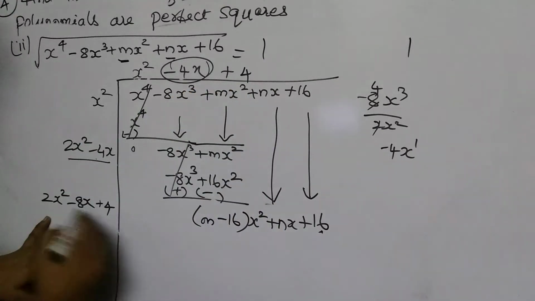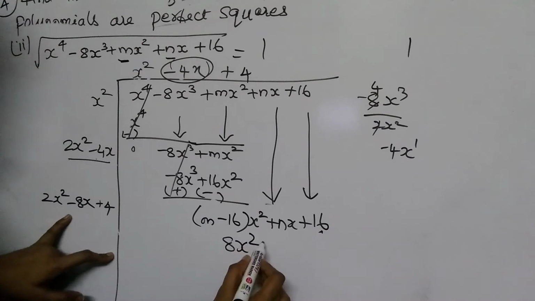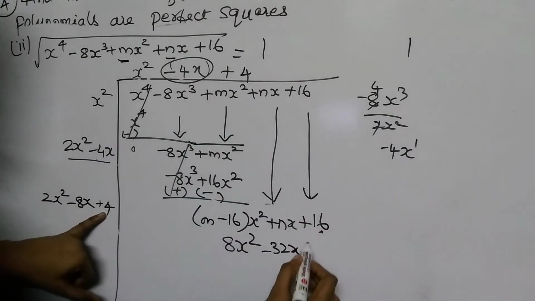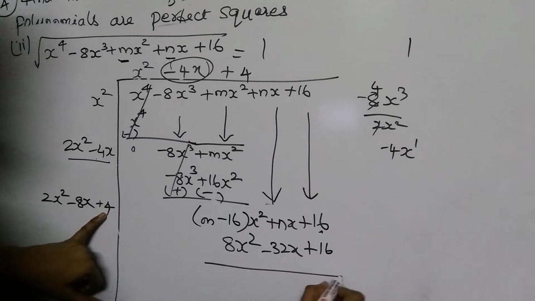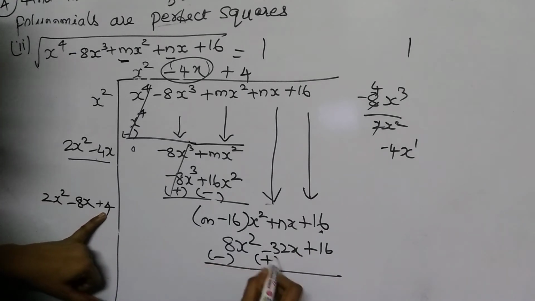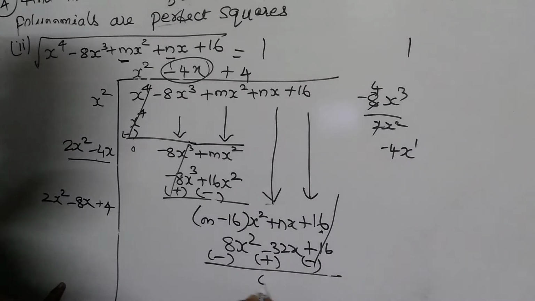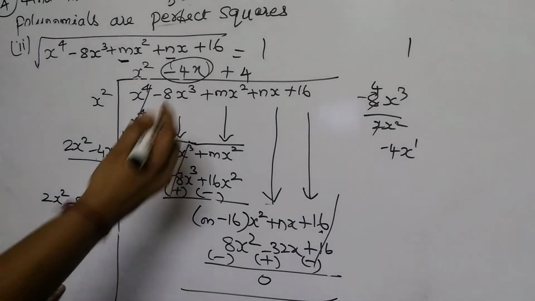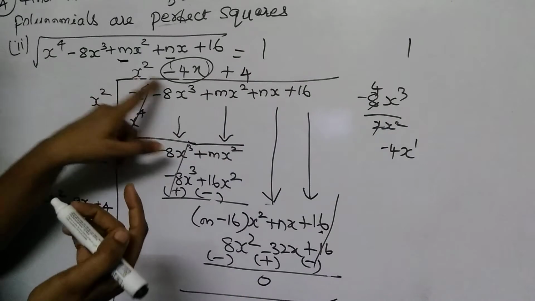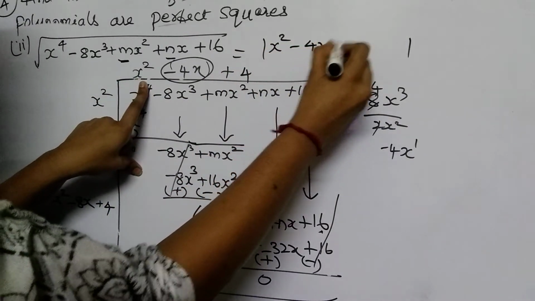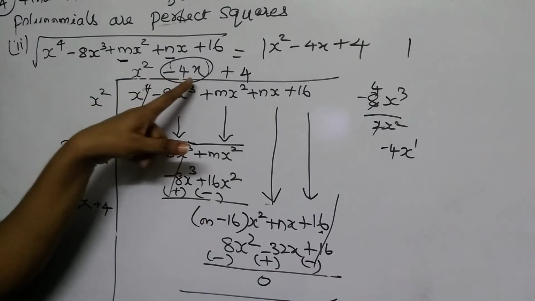Now 4 multiplied by 2 and write 8x square. 4 multiplied by minus 8 is minus 32x. 4 multiplied by 4 is 16. Now changing the sign, that is the procedure, is it not? Subtracting, change the sign. Last term will get cancelled. Instead of cancelling the first term, we are going to cancel the last term. That's it. Anyway, that remainder is 0 only, since it is already given that it is a perfect square. Now you got the perfect square. What is the square root? x square minus 4x plus 4.